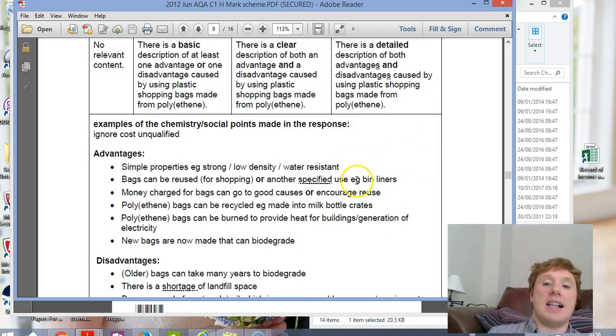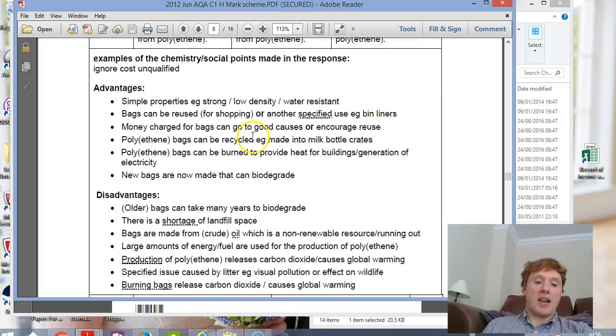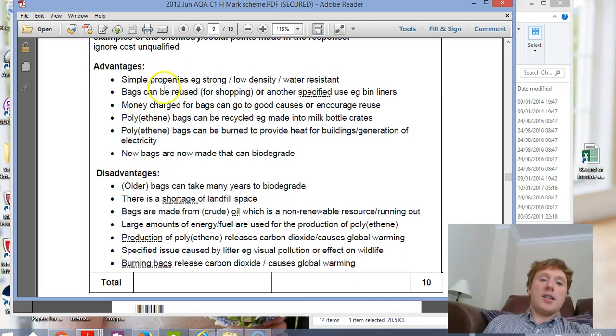So here are the advantages and disadvantages. Simple properties, they can be reused. Money charged for bags goes to a good cause. They can be recycled, they can be burned, they can be made biodegradable. Disadvantages. Older bags take years to decompose. There is a shortage of landfill space. Bags are made from crude oil, which is non-renewable. Large amounts of energy are needed. Production releases carbon dioxide. There are issues such as visual pollution or harm to wildlife, and burning bags releases carbon dioxide.